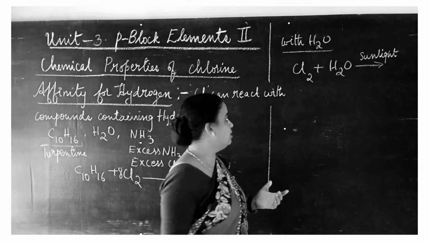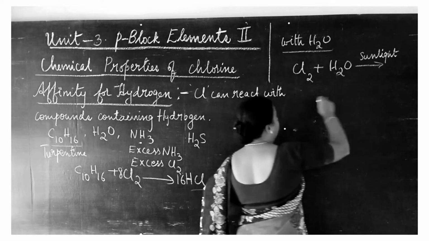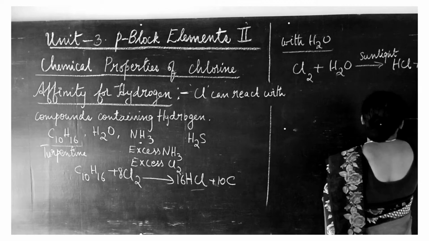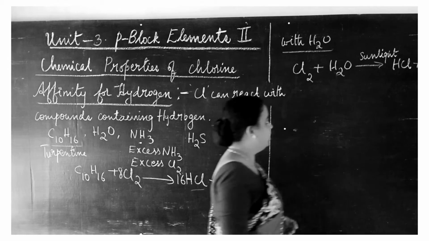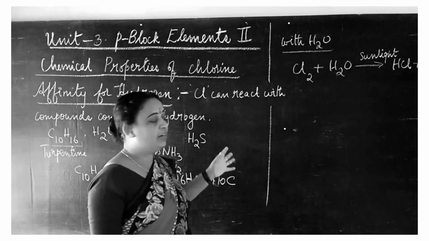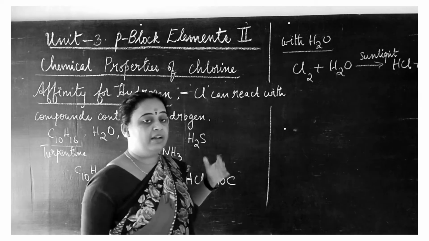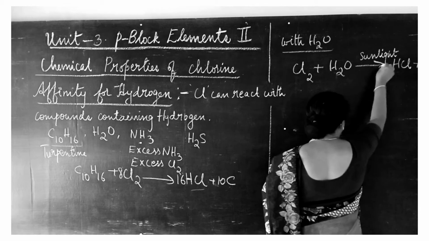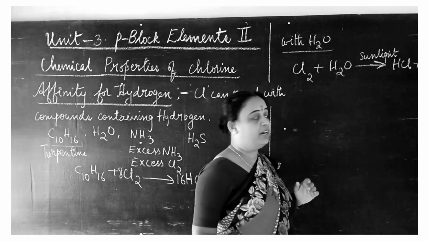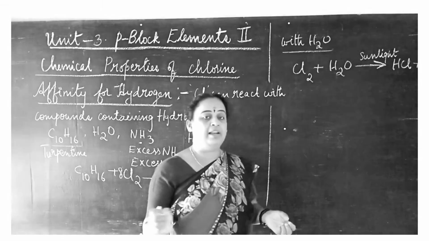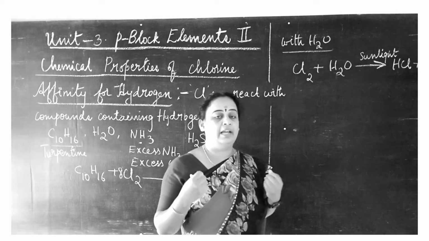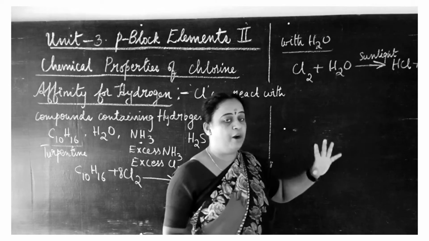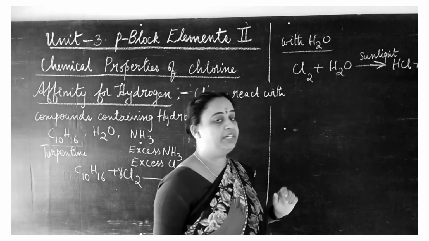Why is it lost? Because all the hydrogen combines with chlorine and forms HCl. Along with HCl, dioxygen is also obtained. This is the reaction taking place when chlorine reacts with water. Chlorine has high affinity for hydrogen, so chlorine and hydrogen combine to form HCl in the presence of sunlight. When exposed to sunlight, the irritating smell and greenish yellow color are lost, and hydrochloric acid is formed in the water along with dioxygen.